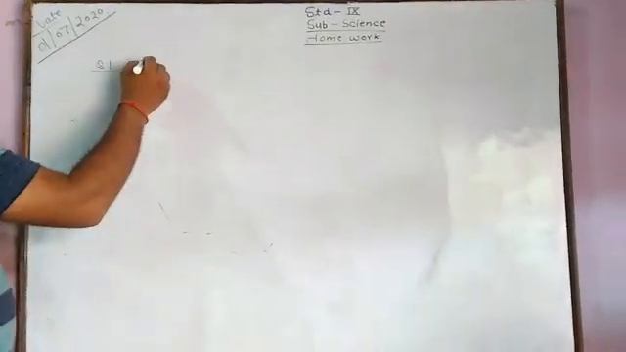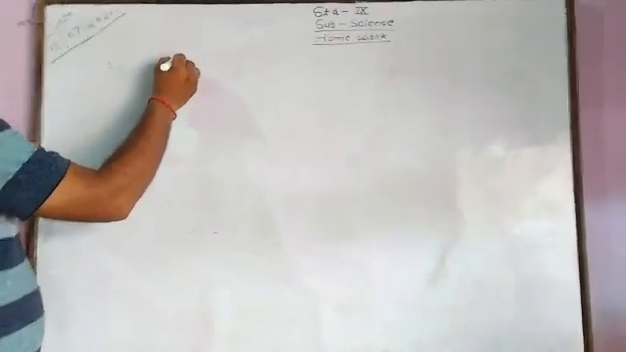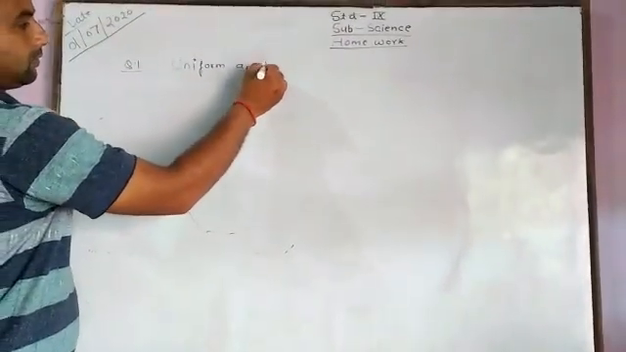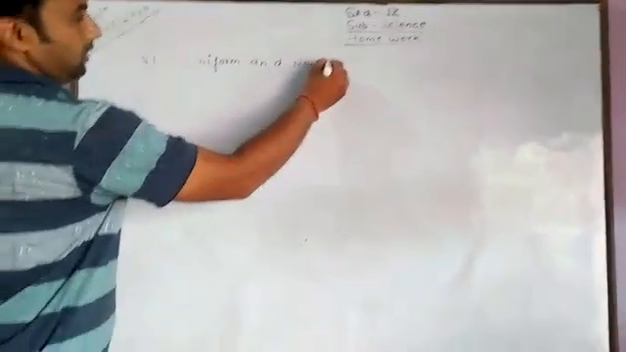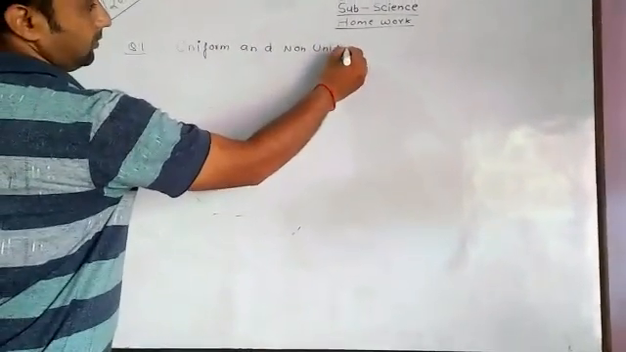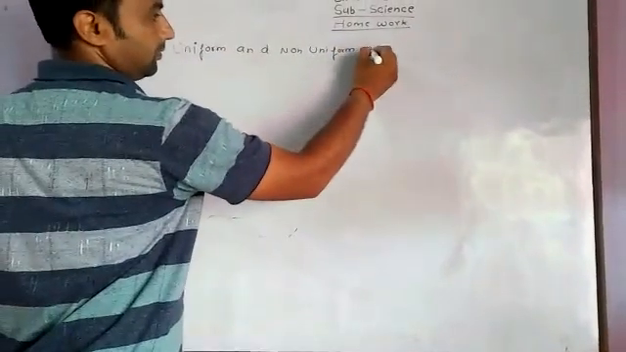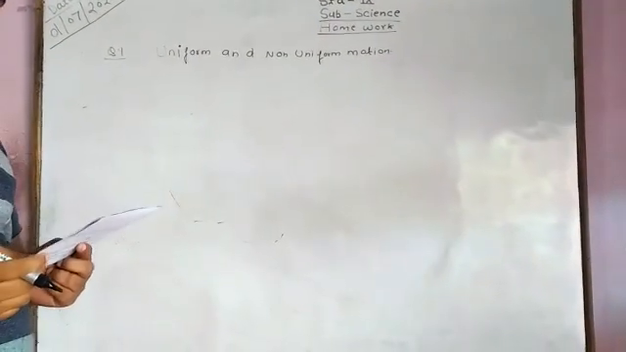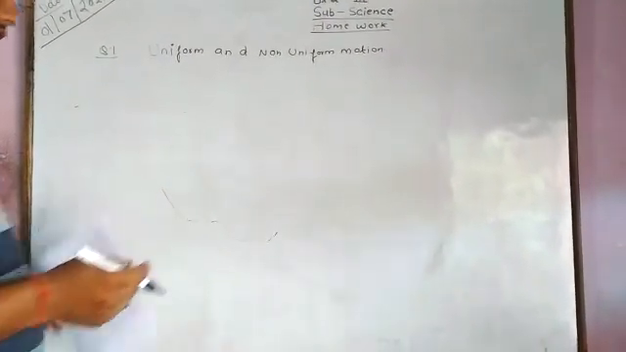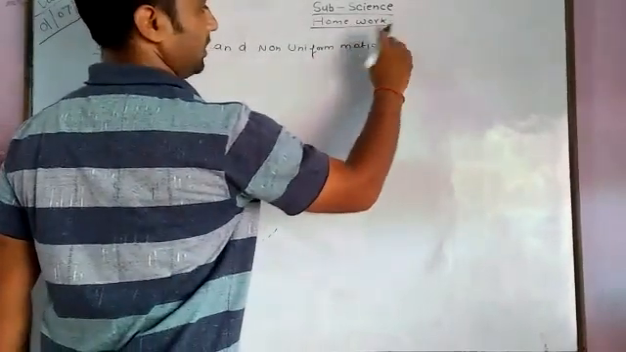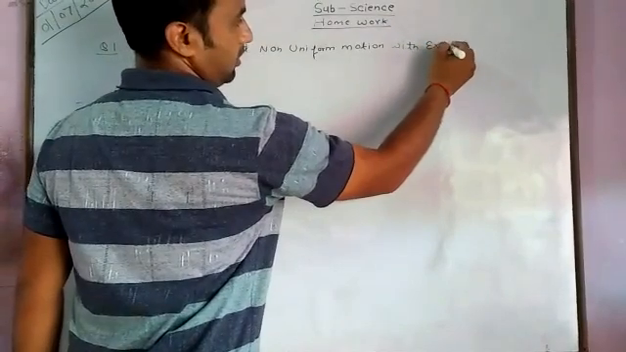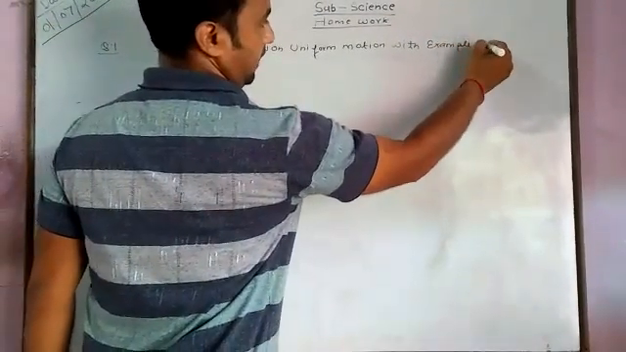So first we have to describe uniform and non-uniform motion. The first question is that we have to describe the uniform and non-uniform motion with examples and graph.